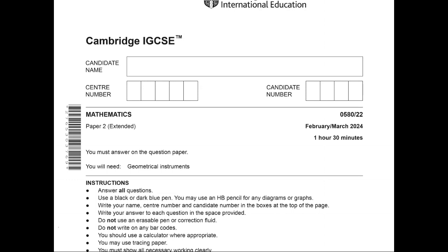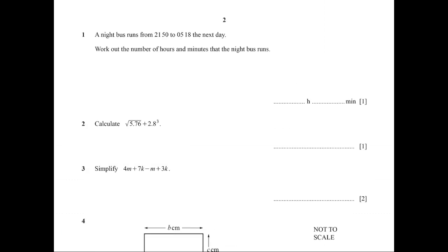Today, again, with another exam, February-March 2024. The latest exam, the most recent one. Now, we will solve every single question and discuss every topic in this exam. Let's start with question number 1.